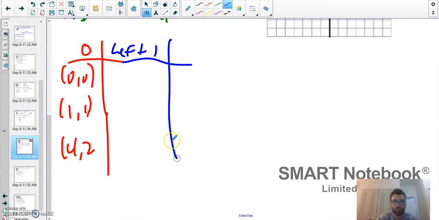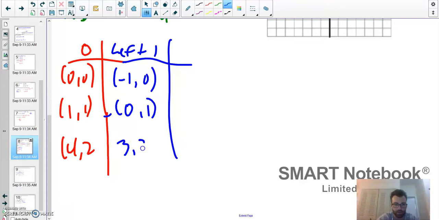Okay, so what I'm going to do is write down all of my ordered pairs first, and then graph it at the very end. A lot of times people will try to move it to the left, do the flip, and then move up two. Just a lot of things to remember. So if you can do that, go for it. But I'm going to write down the ordered pairs. So I'm left 1, so that means I'm subtracting 1. So I get -1, 0, 0, 1, and 3, 2.